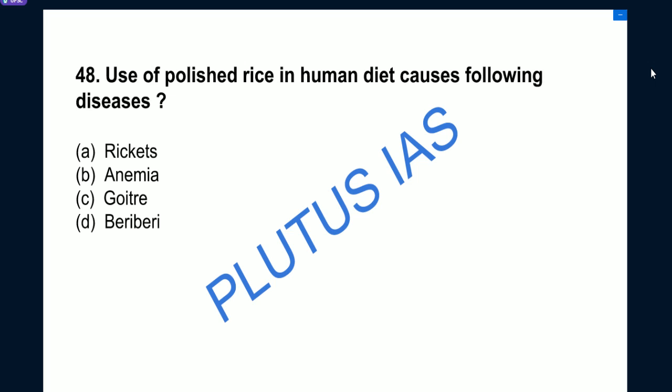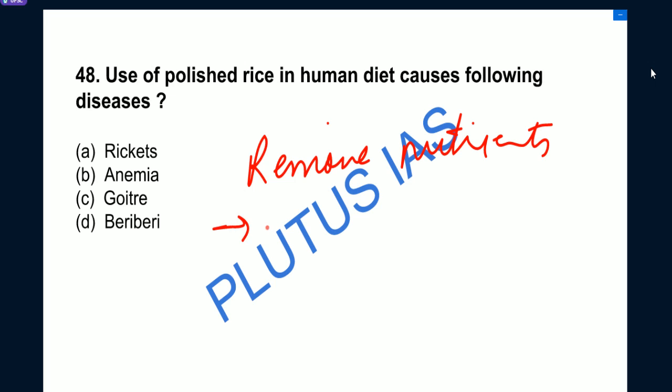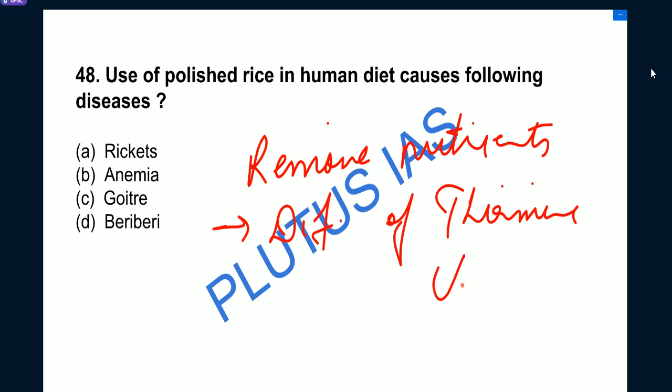Next, use of polished rice in the human diet causes which of the following diseases? What would be the answer? What happens when rice is polished? It removes nutrients, and thereby causes deficiency of thiamine. Thiamine is vitamin B1, and the deficiency of vitamin B1 is called beriberi. So the answer is D, beriberi.